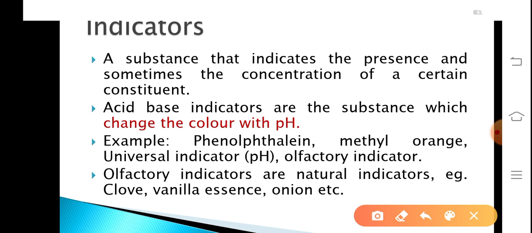So what are the different examples of acid-base indicators? Here are some common examples: phenolphthalein, methyl orange, and universal indicator. It is also known as pH indicator.